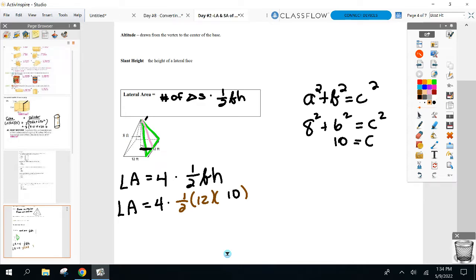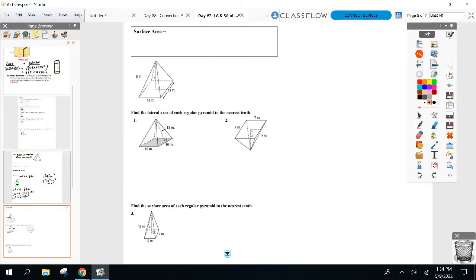So for the pyramid, all the triangular faces, find the areas of them. What do they have there? 240? 240 square feet. Anything good? All right, now same figure. We're going to use the same figure, but now let's find its surface area. So surface area, it's that lateral area we just found plus how many bases?